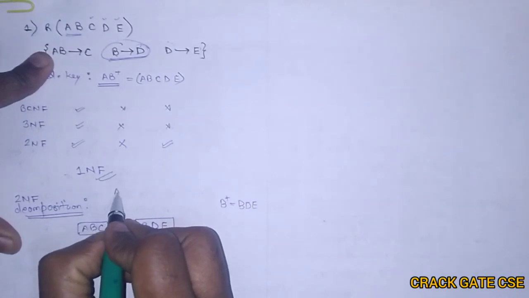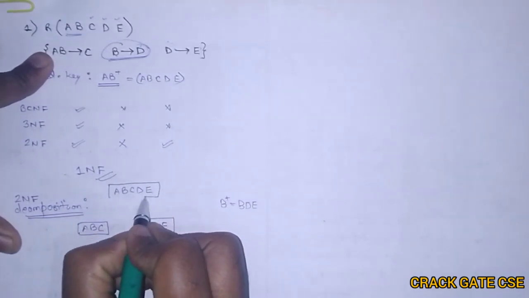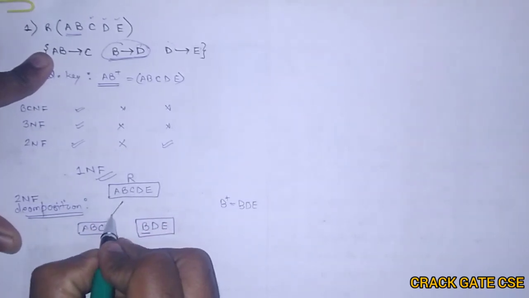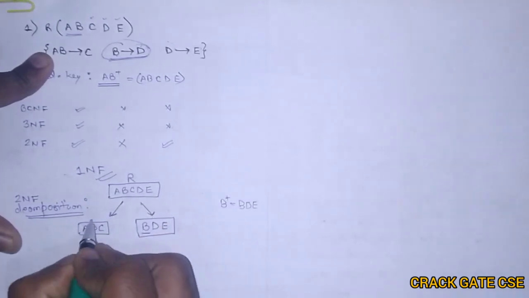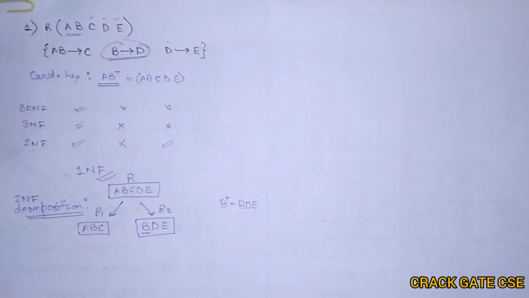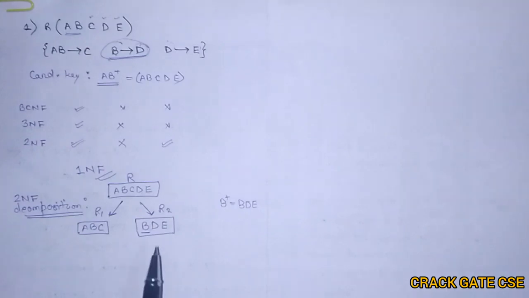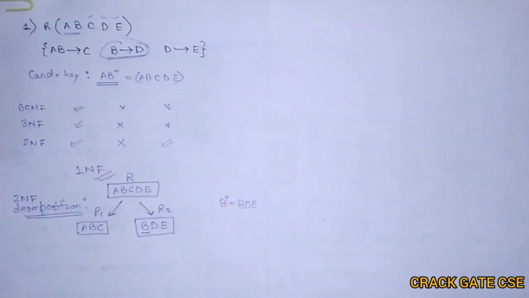So what was the actual relation? The actual relation was A, B, C, D, E, right? This was R, and I am decomposing it further into R1 and R2. Now we have to make sure that this decomposition is lossless join and dependency preserving. I think you got an idea how to decompose a relation further: we check for the functional dependency which is violating the rule, take its closure, and take everything in it, and the rest in the other relation.